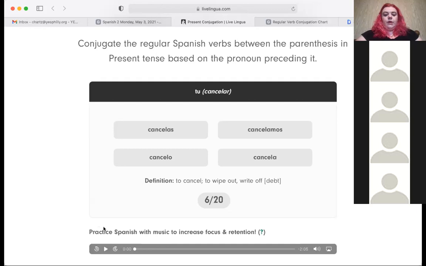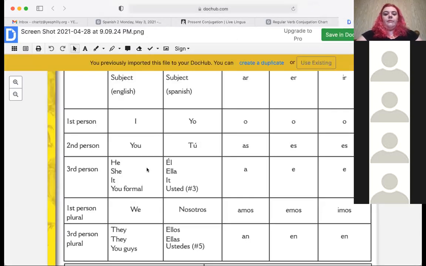Anybody want to take a guess here? Yes. Cancelas. Yep, that's correct, because if we look at our chart, it's an AR verb, and tu is the AS. Yep, that's correct.